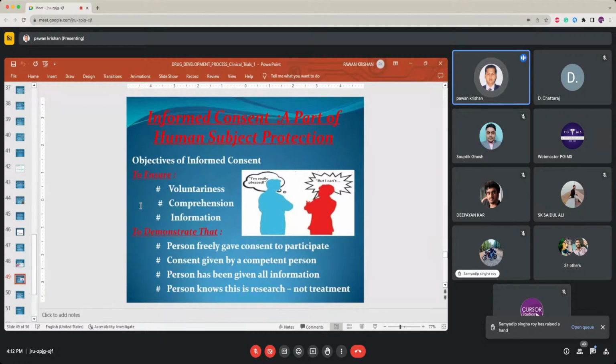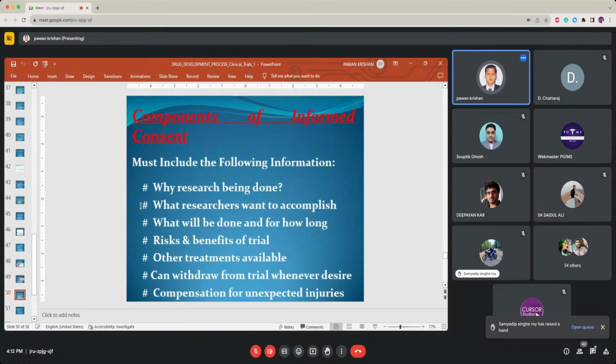Coming to informed consent, as I told you, informed consent is to be given voluntarily. It should be comprehensive and informative. The person is free to give consent to participate. It should be given by a competent person, not by a person who is not competent, such as the mentally ill or children. What are the components of an informed consent?